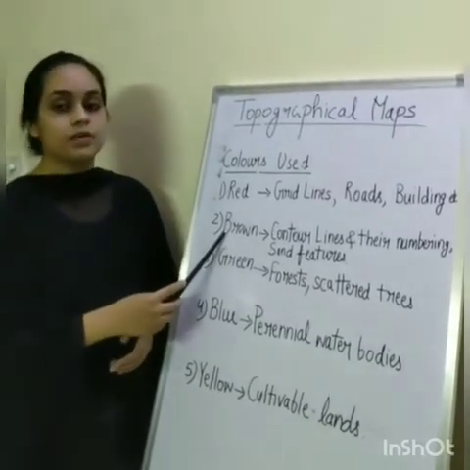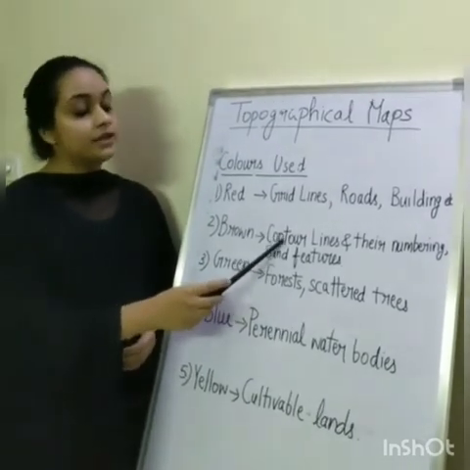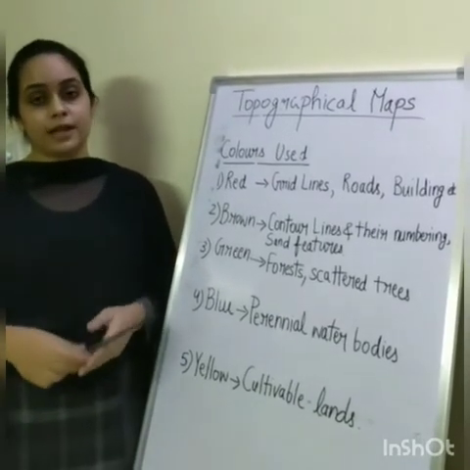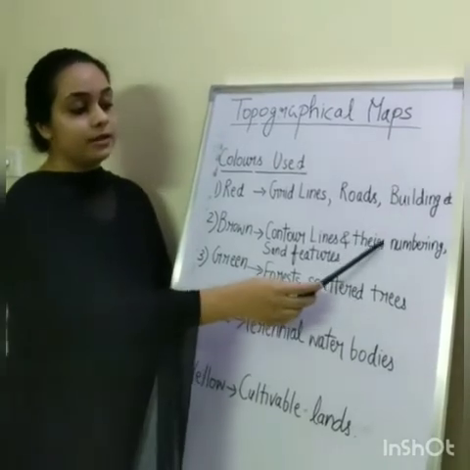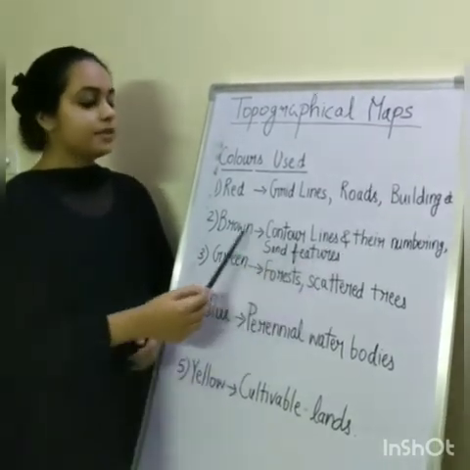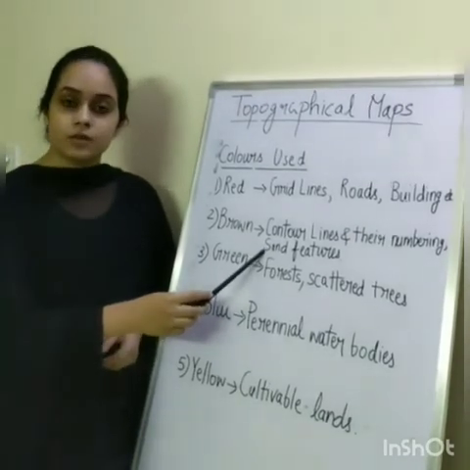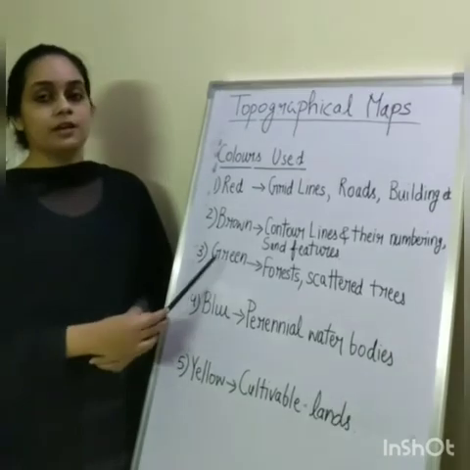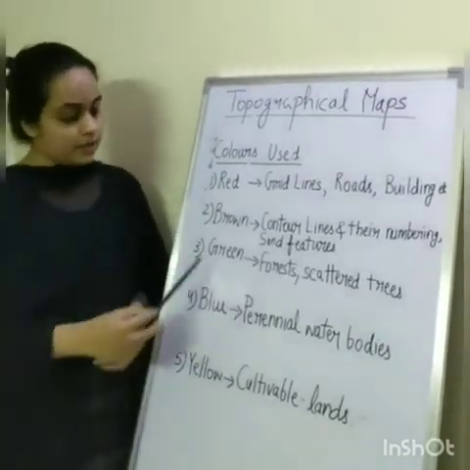Next is brown color. Brown color is used to represent contour lines. Contour lines show the relief features. Relief features means mountains, plateaus, valleys, all these, and their height, their numbering, meaning their height, are represented with the help of brown color. Apart from that, sand features are also represented with the help of brown color. Next is green. Green color represents forests and scattered trees.